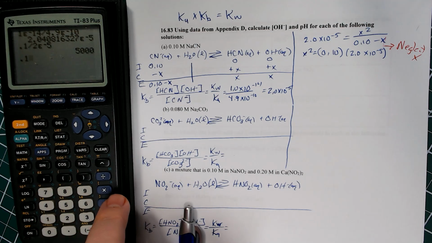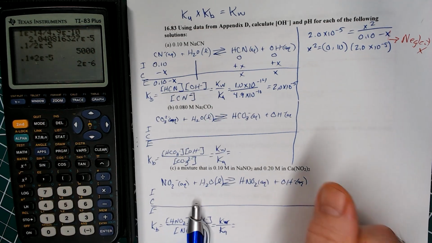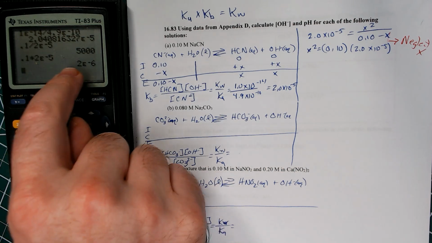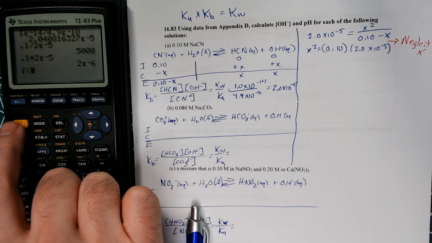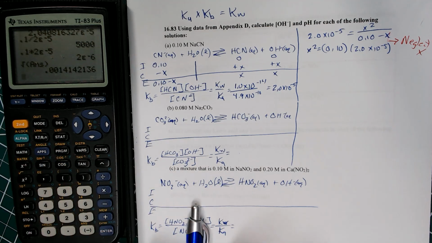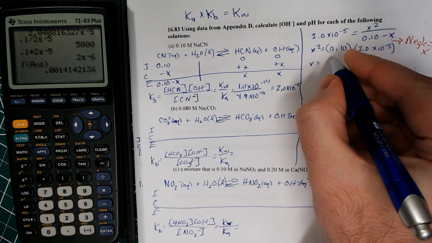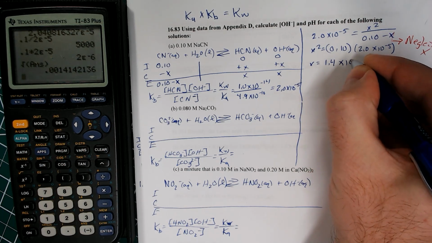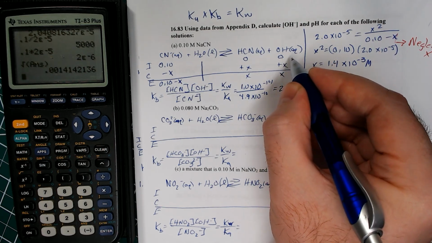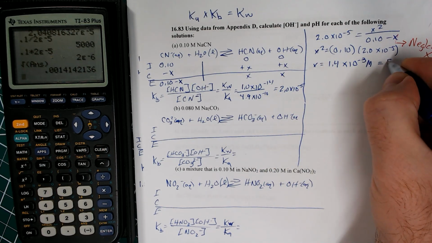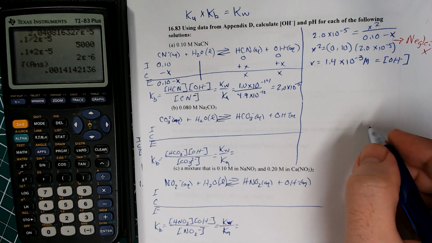Well, let's go ahead and put that in. So times 2 times 10 to the negative 5. And you'll see we get 2 times 10 to the negative 6. When we take the square root of that, we'll get 1.41. We're just going to call that 1.4. So x is 1.4 times 10 to the negative 3 molar. And since x is the hydroxide ion concentration at equilibrium, we will put OH minus there.